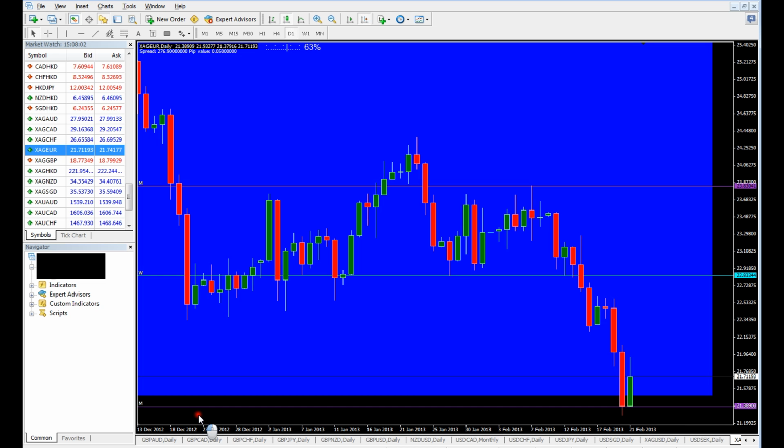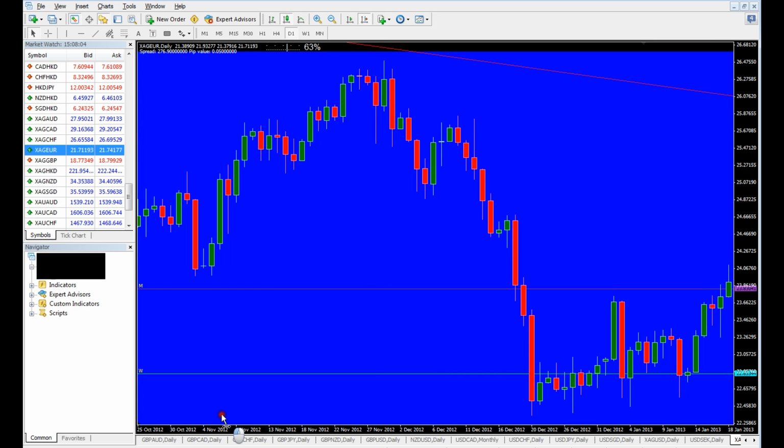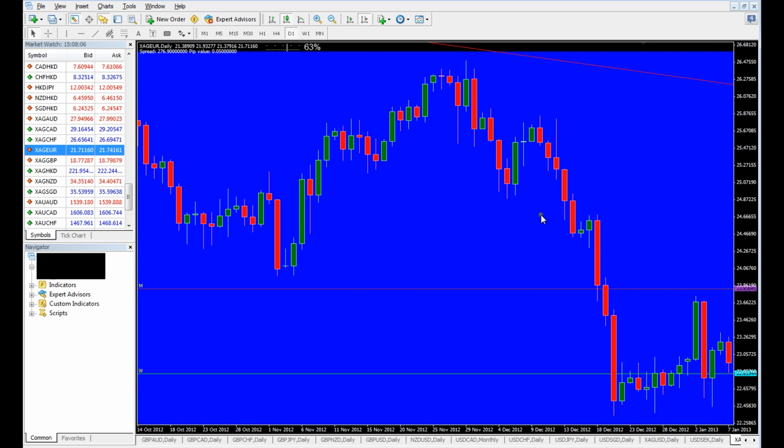Let's see if we had a FXGroup setup earlier. Let me see. There is a head and shoulders here. The only setups we are going to consider, since the price is going to the short side, both on the monthly and the weekly, would be only short setups.